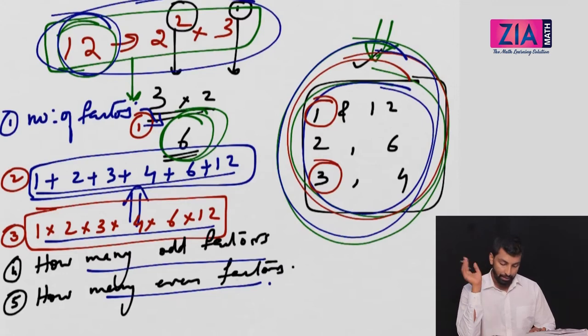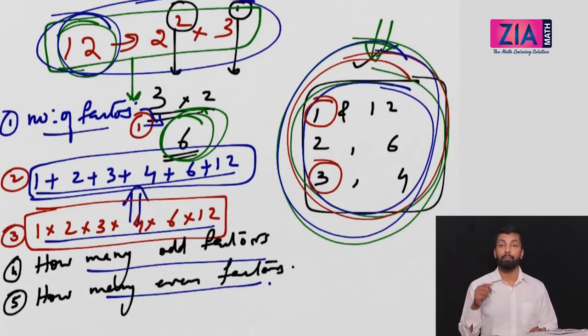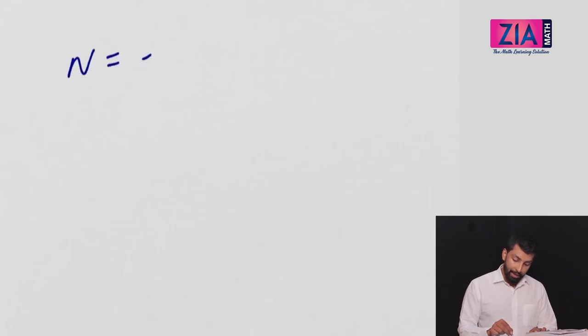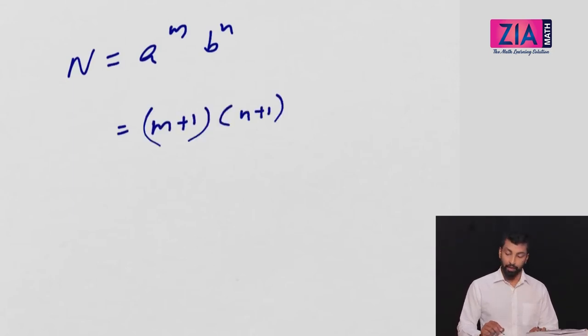The solution for the first question, number of factors, I have already given you. m plus 1 into n plus 1. So if a number N can be written as a raised to m, b raised to n, the number of factors is m plus 1 into n plus 1. If you have one more prime factor, let's suppose c raised to p, then you have p plus 1.